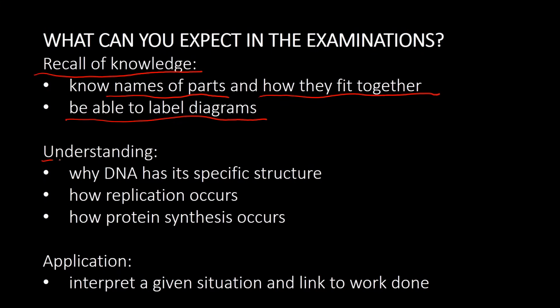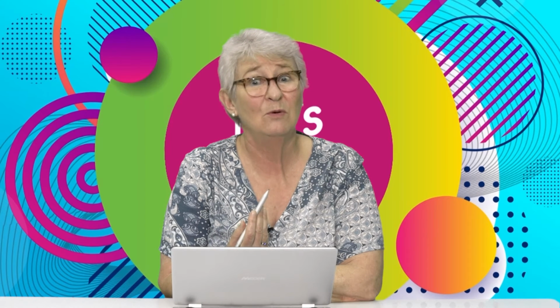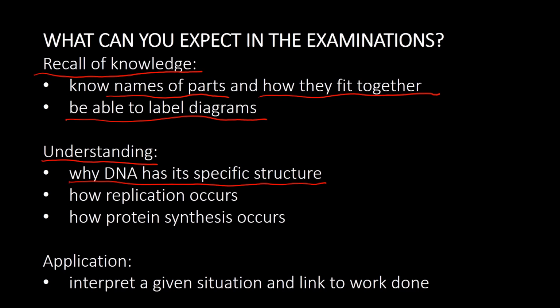Then there will also be questions testing your understanding. And one of the things you have to understand is, why does DNA have that particular structure? Why does it have complementary bases? And the important thing is that it enables copying to happen, so that when a cell divides, the new cells have got all the correct instructions. So that's very important. You also need to know the process of replication, the steps of replication, and how one DNA molecule can replicate into two.